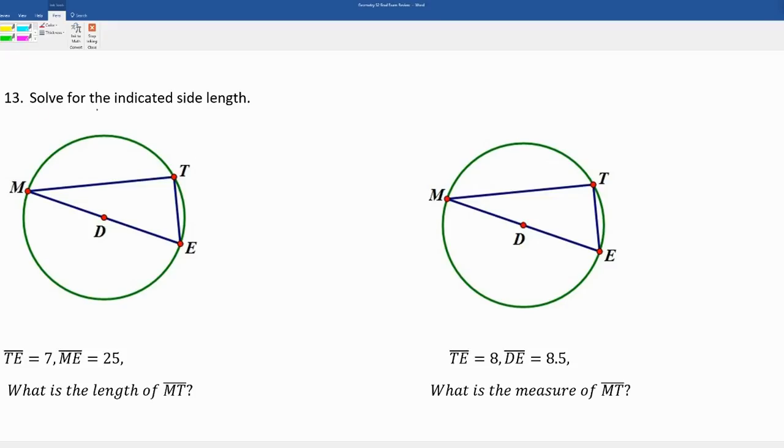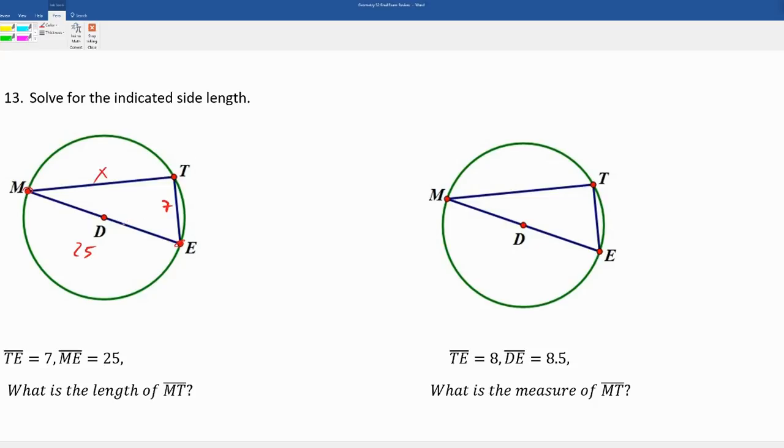Wow. Okay. Number 13. Solve for the indicated side length. So let's see, TE. TE is 7. ME is 25. So ME is going all the way across from this point to that point. What is the length of MT? Okay, so we'll make that X.